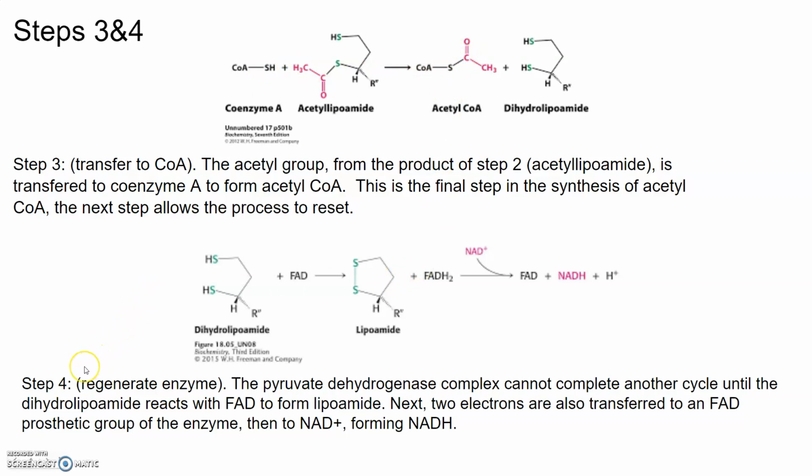In step 4, this is typically the regeneration of enzymes. The pyruvate dehydrogenase complex cannot complete another cycle until the dihydrolipoamide reacts with FAD to form lipoamide once more. Next, 2 electrons are also transferred to an FAD prosthetic group of the enzyme, then to NAD+, forming NADH. So this is just the regeneration step, so the cycle can continue again.